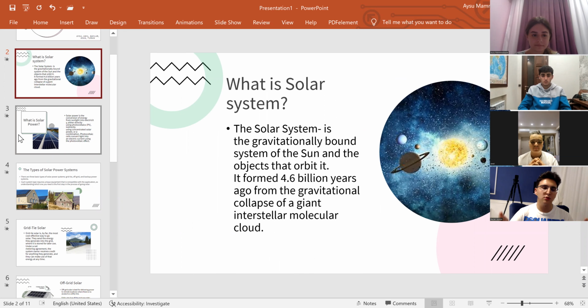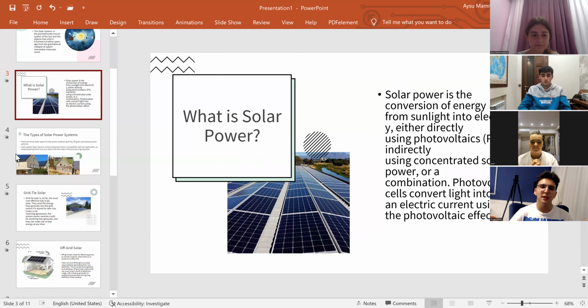So I want to talk about something more related to this, like solar power. Solar power is the conversion of energy from sunlight into electricity, using different methods like photovoltaics, concentrated solar power, or a combination. The photovoltaic cells convert light into an electric current using the photovoltaic effect.